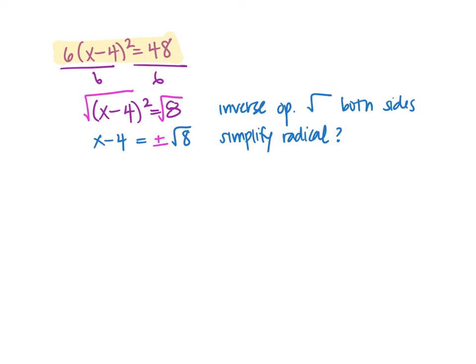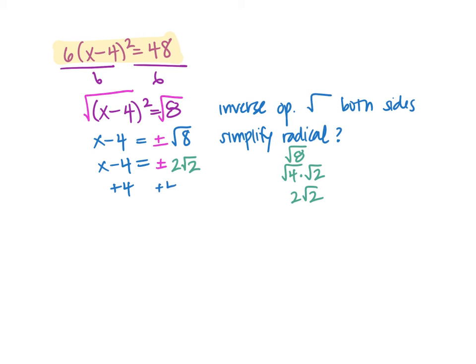Hopefully you should say, yes, Ms. Berniska, we can simplify square root of 8. We know the largest perfect square that divides into 8 is 4, square root of 4 times square root of 2, which is 2 root 2. Again, this is why we need to review simplifying radicals. So instead of square root of 8, I'm going to write plus or minus 2 root 2, and then I have the x minus 4 equals.